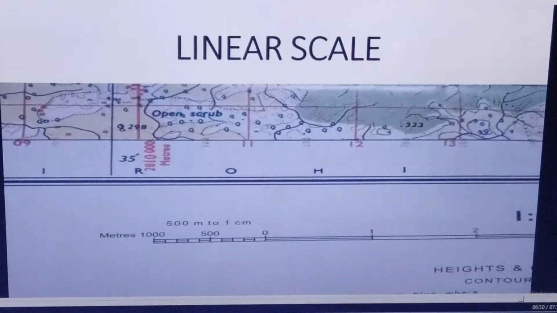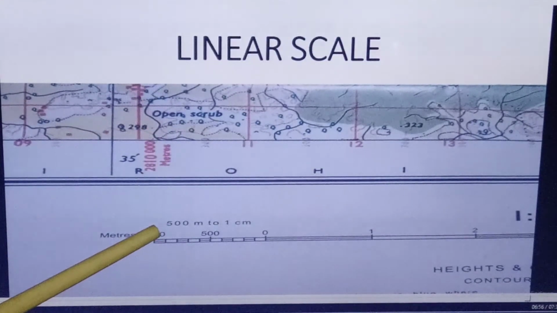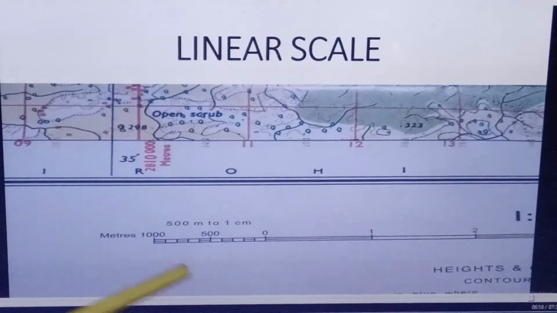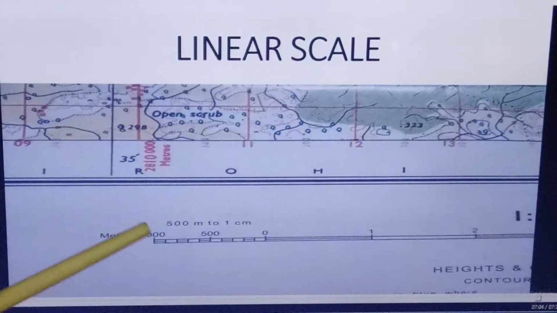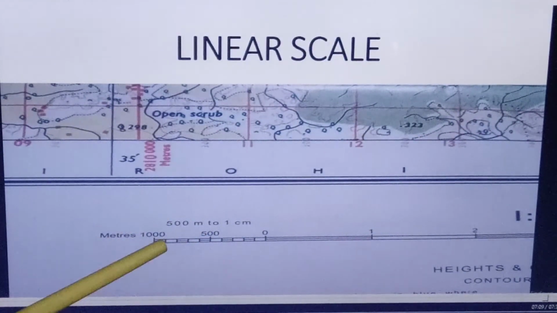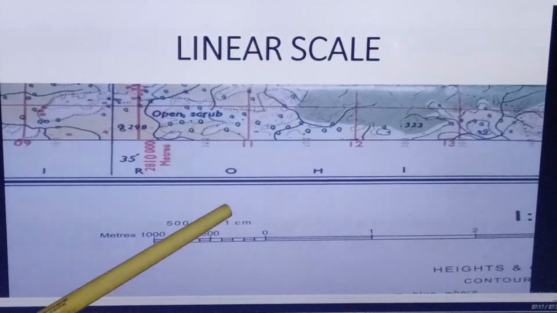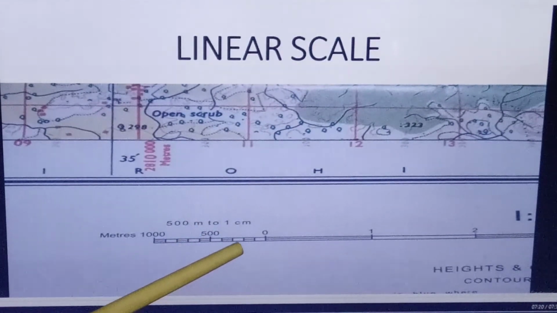Now the next one is known as the linear scale, in which there is a line marked. There are two lines drawn. One of them, the lower one, will show in centimeters, the upper one will show in meters. So here it is showing 500 meter is equal to 1 centimeter. That means half a kilometer is equal to 1 centimeter. So 1 kilometer will be equal to how many centimeters? 2 centimeters. So 2 centimeters of the map will represent 1 kilometer. This should be clear to you.